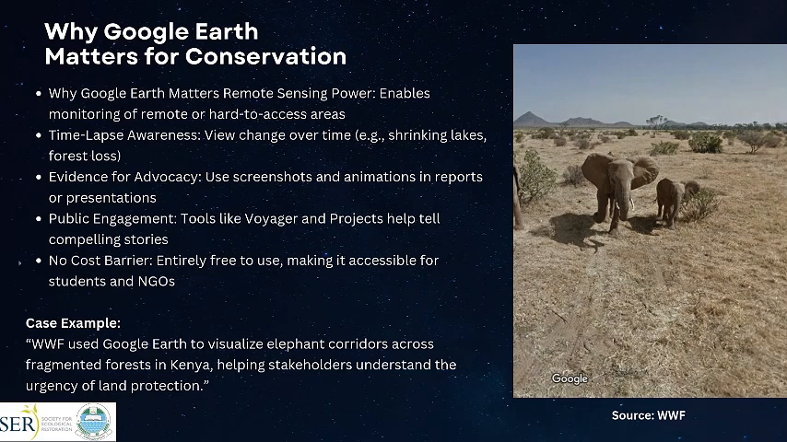So this was from WWF, and it captured an elephant corridor across a fragmented forest in Kenya. And this image helps stakeholders to understand the urgency to protect this land. As you can see, the land is not doing well. We have trees and plants barely surviving. Desertification is really encroaching, and so with this they can get a picture even without going to the site or to the habitat. They already know what is happening here, and then can see how the elephants are faring.